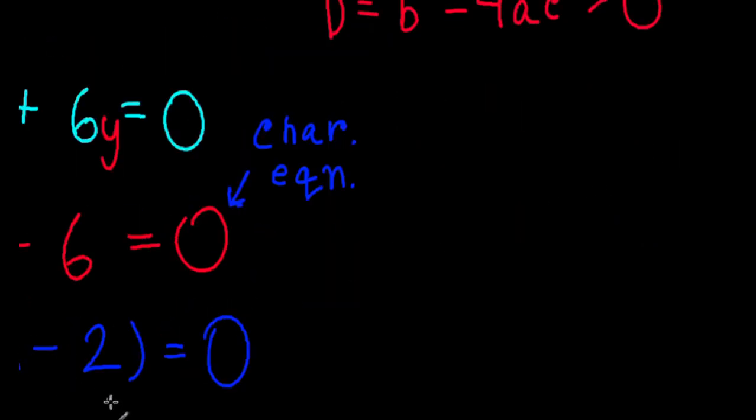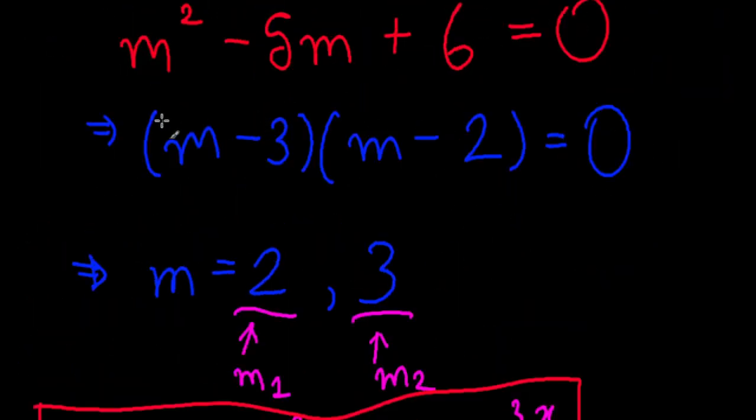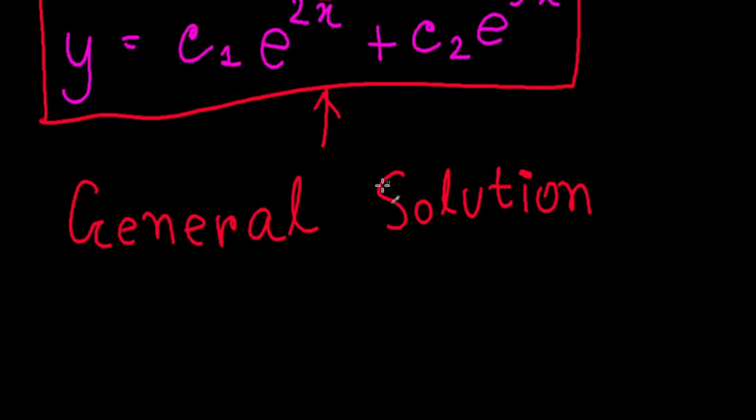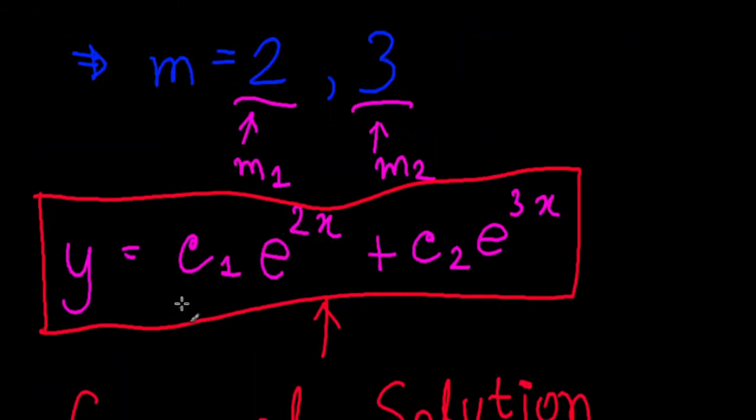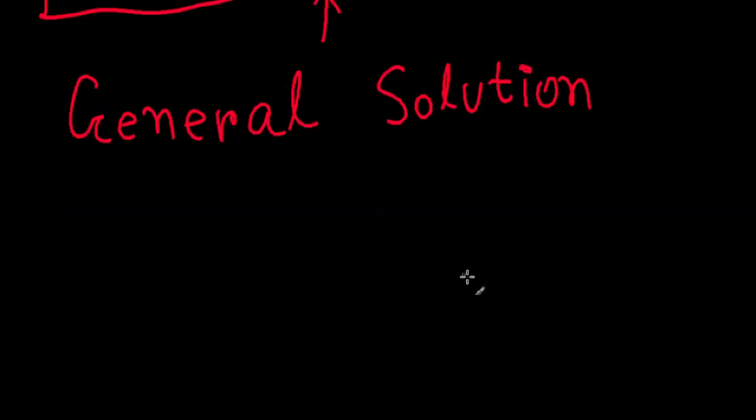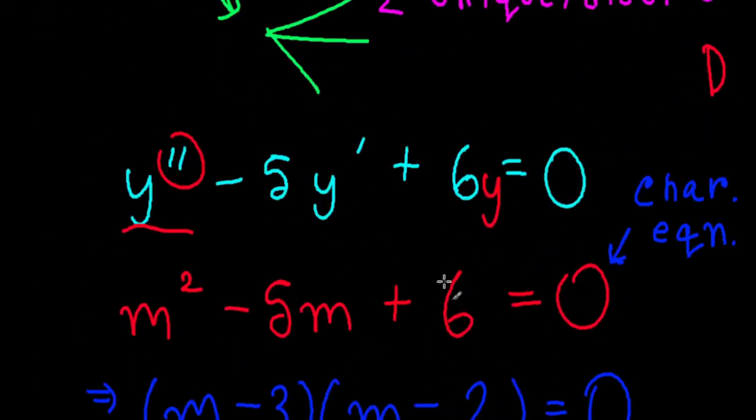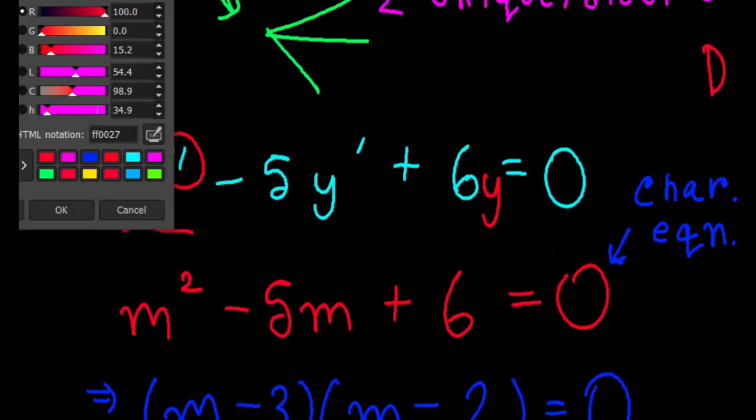You'll get two values, and then you just plug them in, and you'll get your general solution. That's pretty fascinating, and it's actually the simplest one. It's the simplest one out of the three cases, as we'll see. So let's actually do some more practice with this.